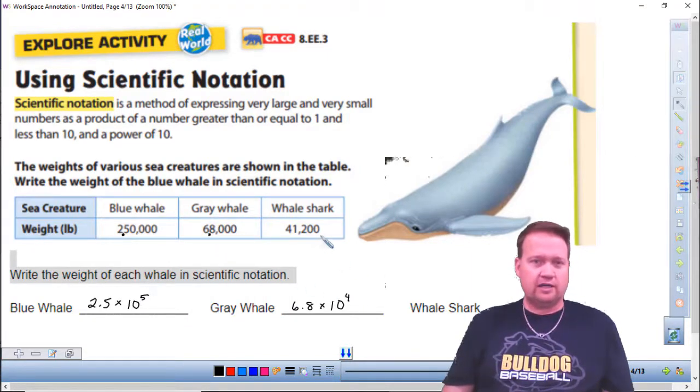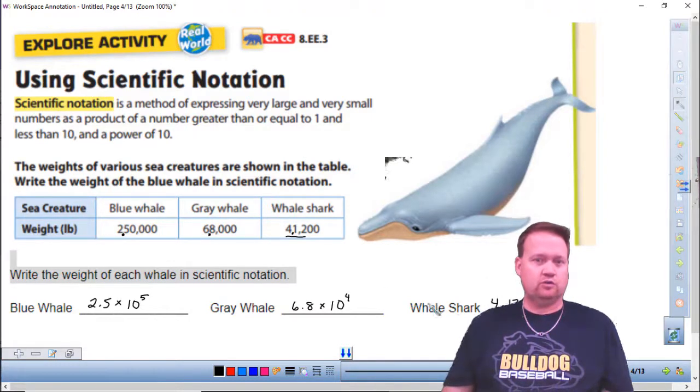And then this whale shark, some people will stop here, but if I stopped here, it'd be 41.2, and that's not between 1 and 10, so it doesn't belong there. It belongs between the 4 and the 1. And notice that the number I get left with is not 4.1, it's 4.12. So we're going to keep 4.12. We got to keep all those non-zero digits, and then we just got to count spaces. So to get the decimal from here back to the 4.12, we're going to go back 1, 2, 3, 4 places times 10 to the 4th.